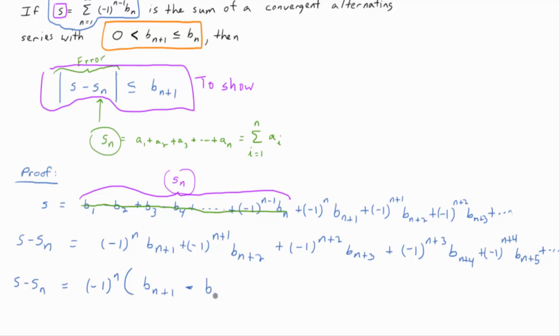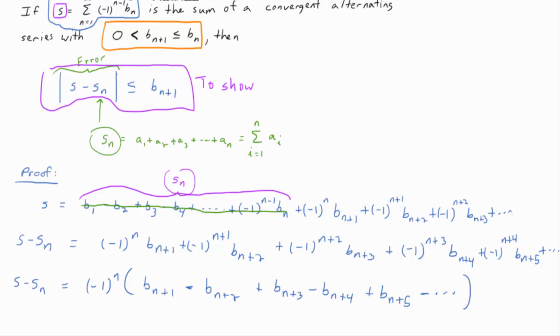bn plus 1 minus bn plus 2 plus bn plus 3 minus bn plus 4, and then plus bn plus 5. Proofread that for me, make sure it's alternating. It is. And then, whoops, actually I guess the next term would be minus, wouldn't it? Minus dot dot dot. Okay. Everybody with me? We're almost done, I promise. Now, let's take the absolute value of both sides.